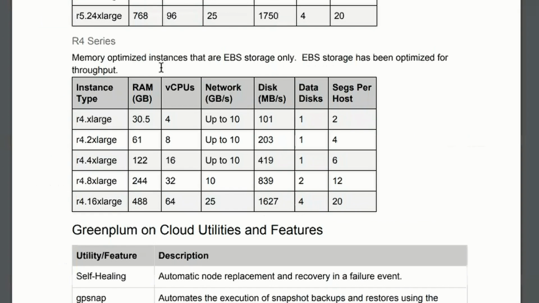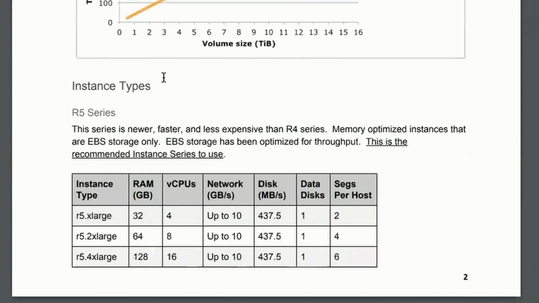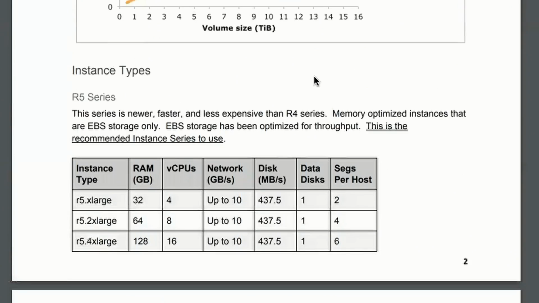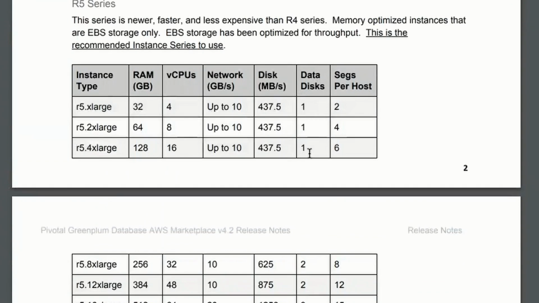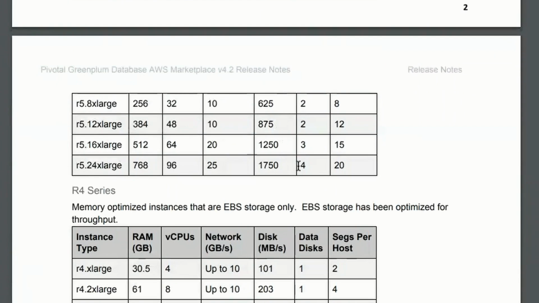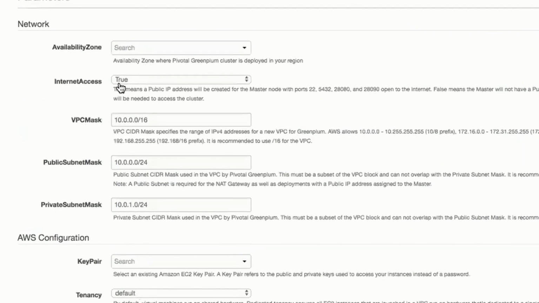Now you can get more information regarding disk size in the release notes. It talks about how you get better throughput with the larger disks, and this also specifies the number of data disks per instance type. Some of the smaller instance types don't get as much benefit from having more disks, while the larger ones do get benefit, so they've been configured optimally for each instance type. And then all the rest of this, the optional installs, remains the same as the last version.